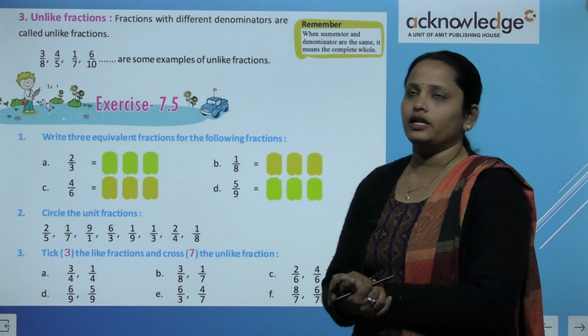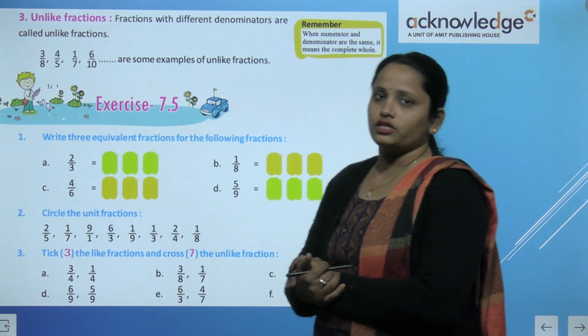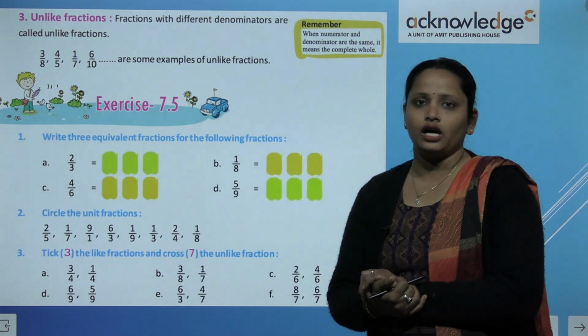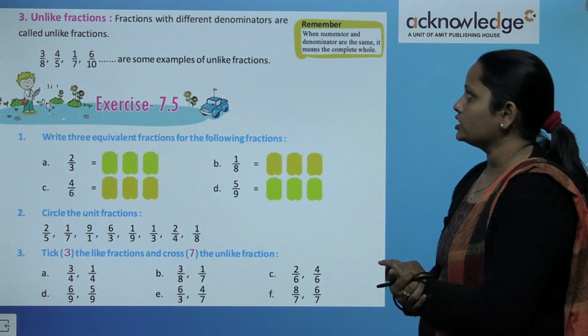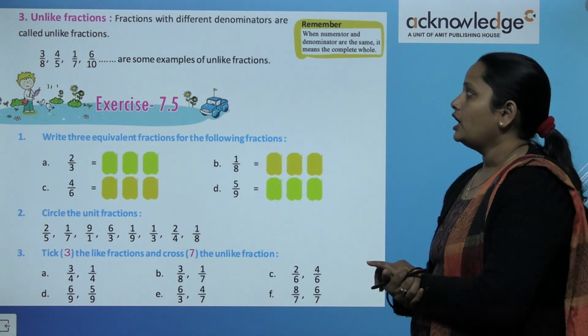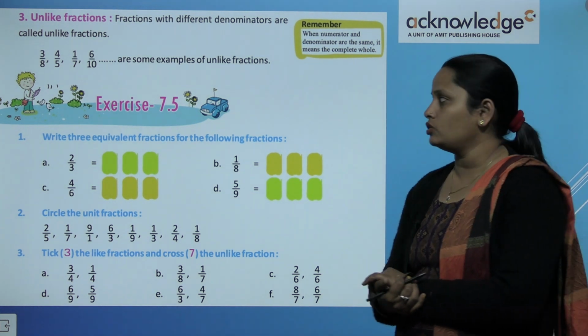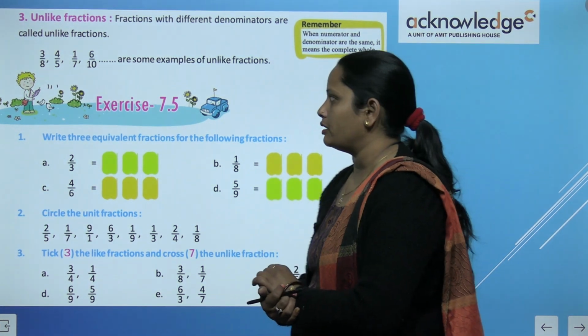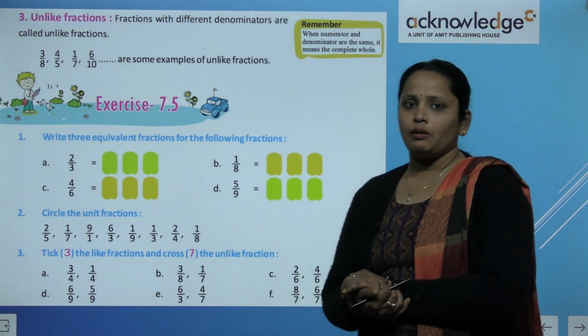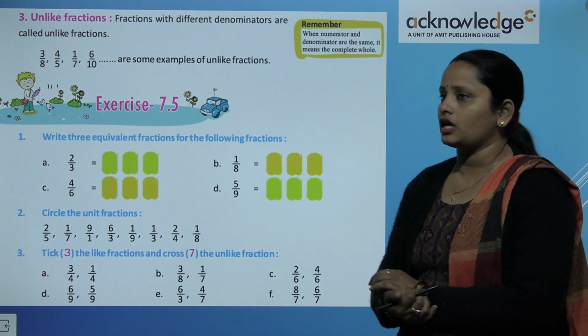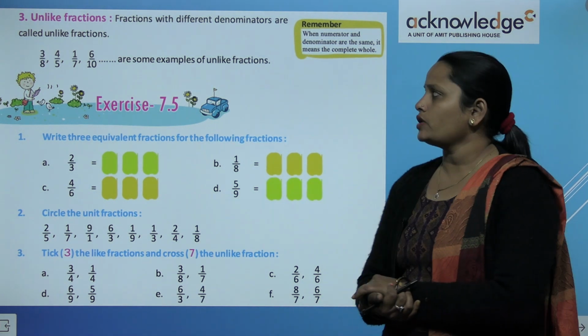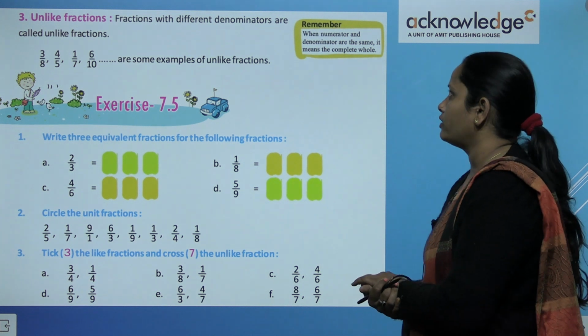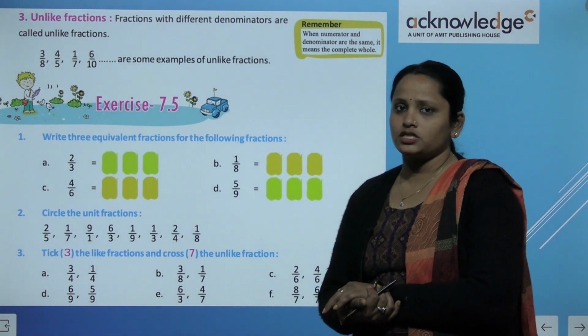Next comes the unlike fraction. Fractions with different denominators are called unlike fractions. ऐसे fraction जिनके denominator एकदम अलग हैं एक दूसरे से. For example 3/8, 4/5, 1/7, 6/10. अब आप देखो, ना तो इनके numerator same हैं ना ही इनके denominator same हैं. So ऐसे fractions को हम unlike fractions कहते हैं. I hope this is clear.